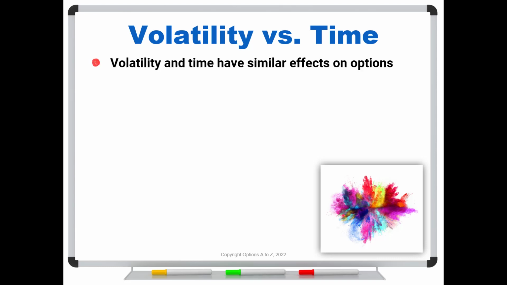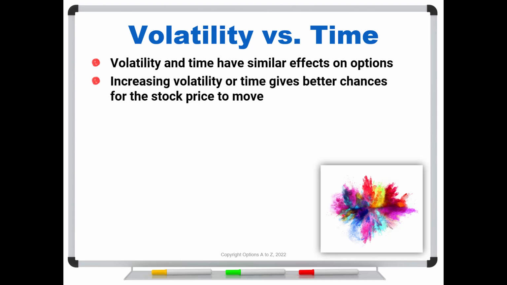Now, once you understand that, we can now look at the relationship of volatility versus time. Remember, volatility and time have similar effects on options. By similar, I mean that they move your option's price in the same direction, not to the same degree, but you can, in a way, think of volatility and time as being the same thing. And what I mean by that is that increasing volatility or increasing time gives better chances for the stock price to move. So if you have an out-of-the-money option, there's a better chance for it to go in the money if you bought a longer dated option, or if volatility happens to increase. That's what this is saying.